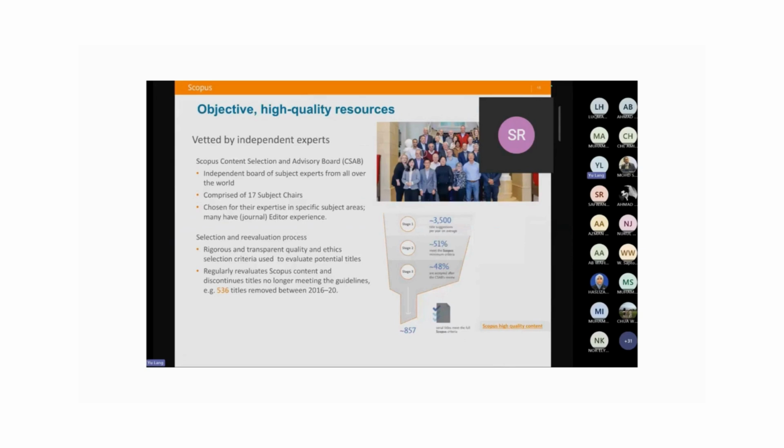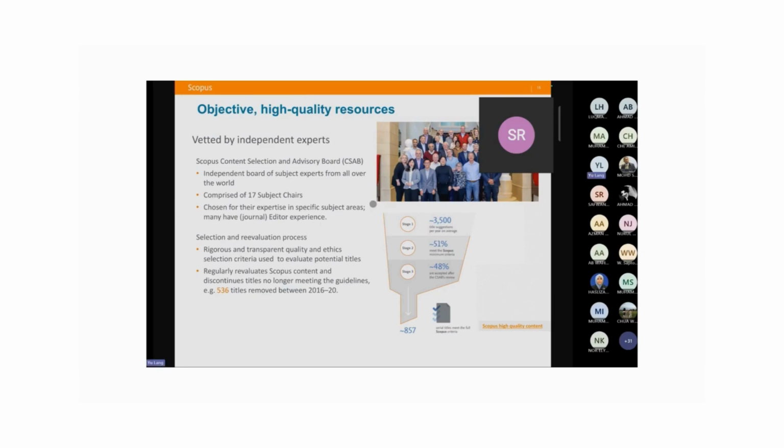So this is our Content Selection and Advisory Board. These are the chairs for each subject. We have about 17 subjects, broken down into the 17 subjects. And those subject chairs normally have expertise in a specific subject area, especially with long editorial experience.